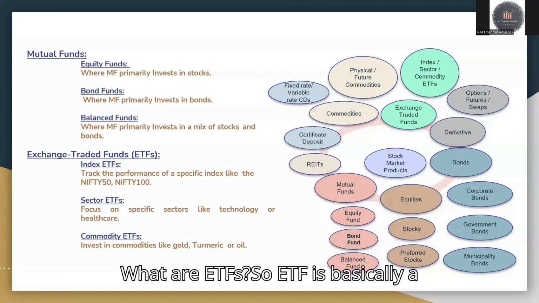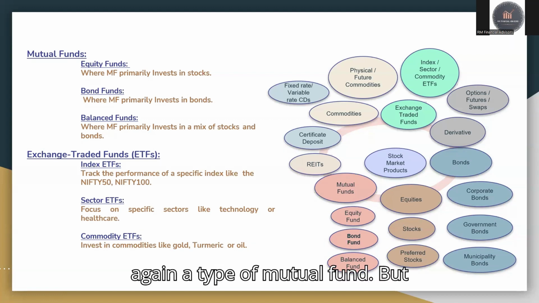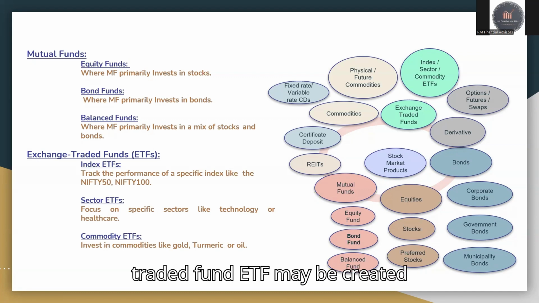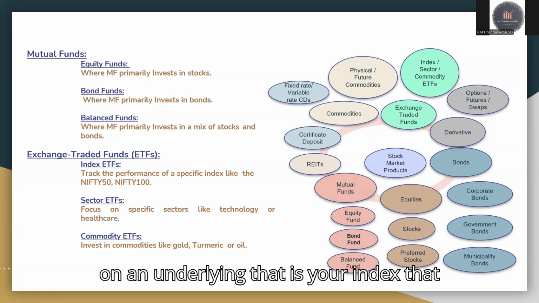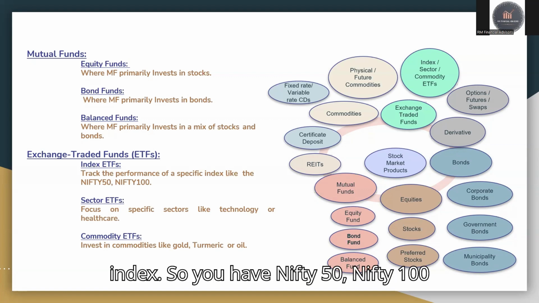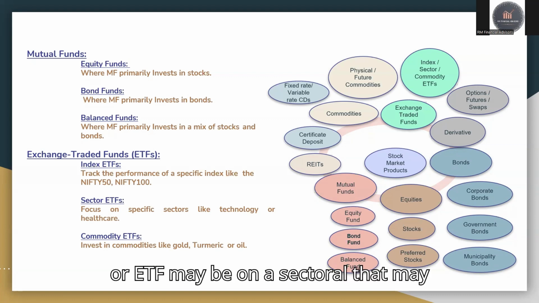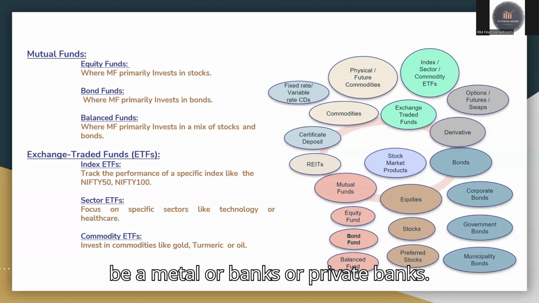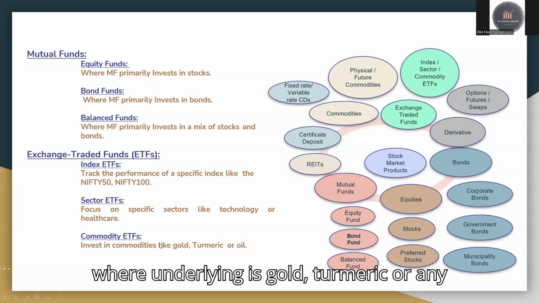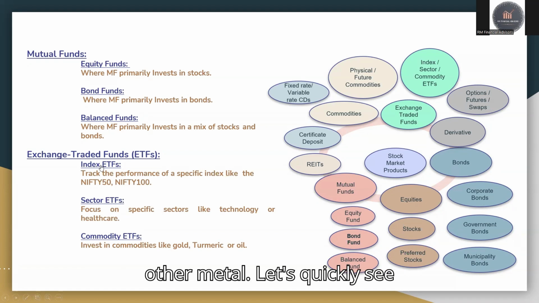ETFs. What are ETFs? So ETF is basically again, a type of mutual fund, but they are exchange traded. They are passive in nature. These are exchange traded funds. ETF may be created on an underlying, that is your index, that is called index ETF. ETF made on index. So you have Nifty 50, Nifty 100, or ETF may be on a sectoral, that may be a metal or banks or private banks. Okay. And then you have a commodity ETF where underlying is gold, turmeric, or any other metal.